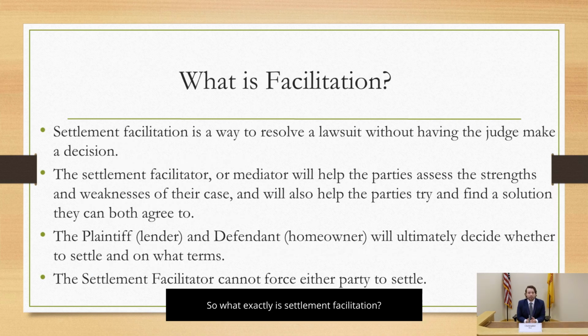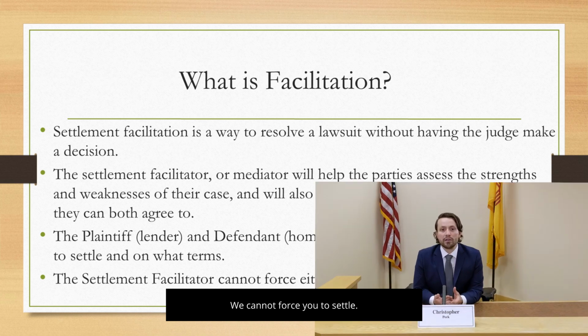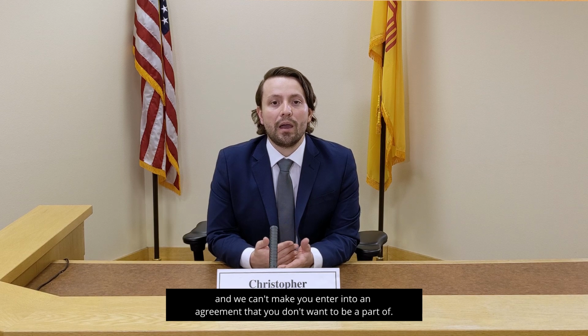So what exactly is settlement facilitation? Settlement facilitation is a way for you to resolve your foreclosure lawsuit without having the judge make a decision in the matter. Your settlement facilitator will help you assess the strengths and weaknesses of your case, and they may also suggest possible solutions that both parties can agree to. But ultimately, at the end of the day, it's going to be up to you and your lender to determine whether you settle, and if you do settle, what the terms of that settlement will be. We cannot force you to settle. What that means is we can't make you sell your home, we can't make you give it back to the bank, and we can't make you enter into an agreement that you don't want to be a part of.